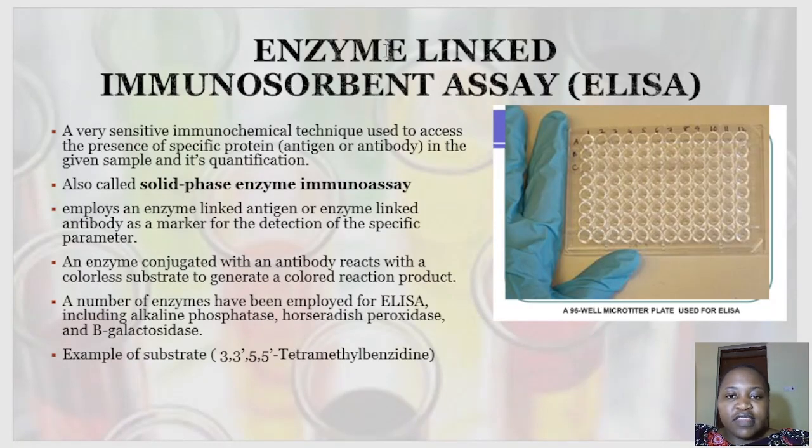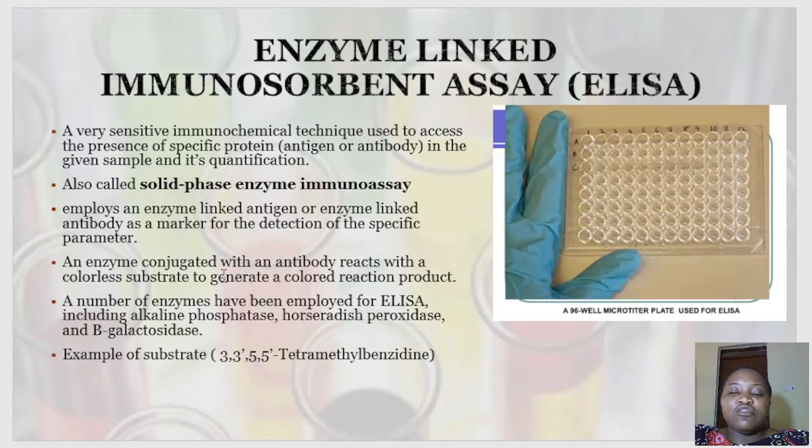We will start with enzyme-linked immunosorbent assay, what we call ELISA, which is a very sensitive immunochemical technique that we normally use to determine the presence of a specific antigen or a specific antibody in a given sample, maybe a blood sample, and also we are able to quantify how much of that antigen or antibody. We can also call it solid phase enzyme immunoassay, and it employs an enzyme linked antigen or enzyme linked antibody as a marker for detection so that there will be a color change as we shall be seeing.